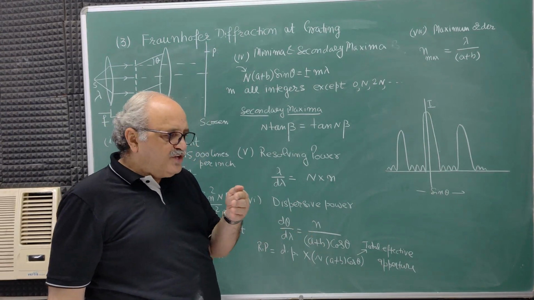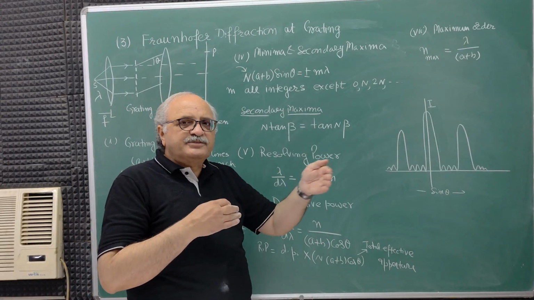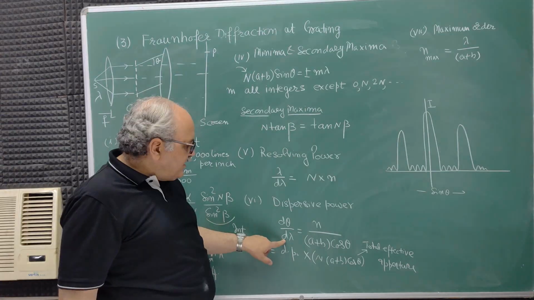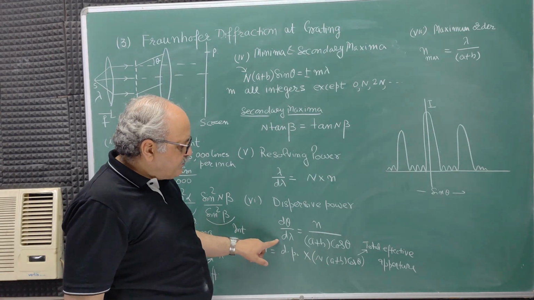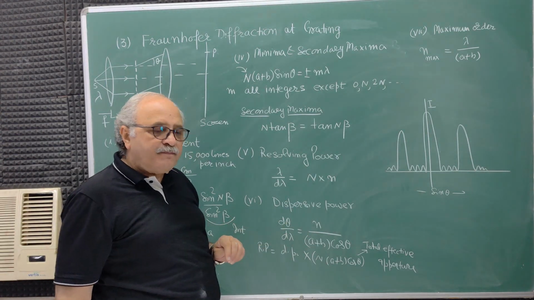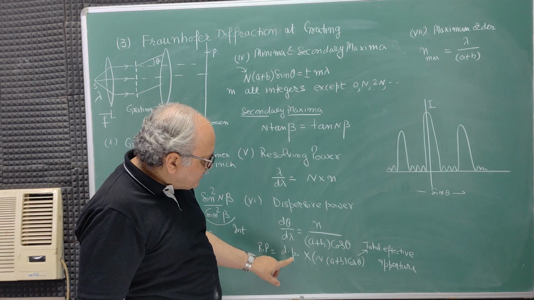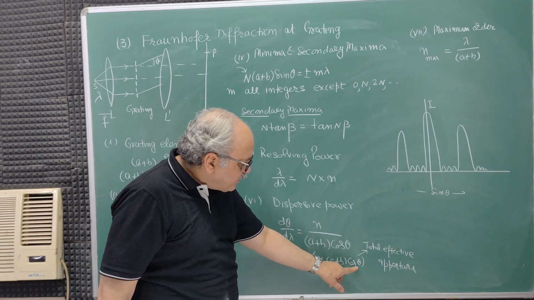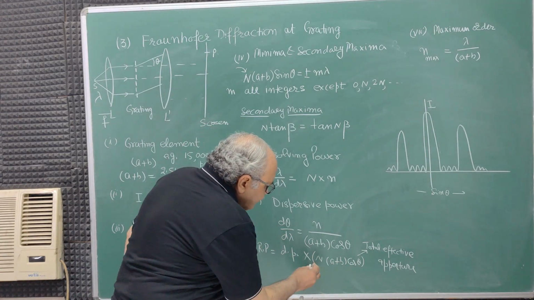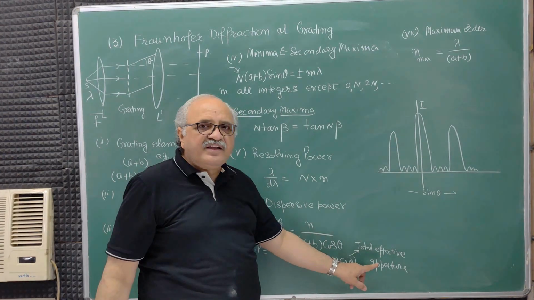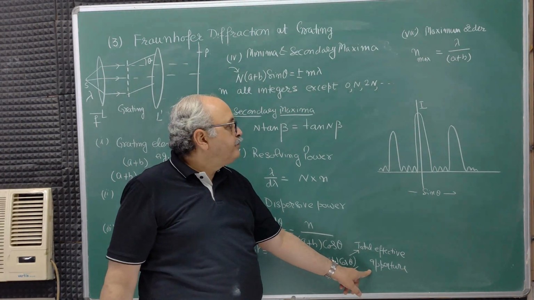So if there is a variation of the wavelength, these wavelengths are spread out, and this angular spread per unit increment in the wavelength, this ratio is called dispersive power and is given by this relation. Resolving power therefore is equal to the dispersive power multiplied by capital N (a plus b) cos theta. This collective term is sometimes called the total effective aperture of the grating.